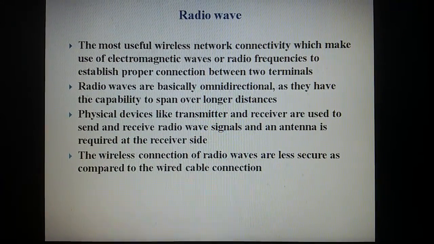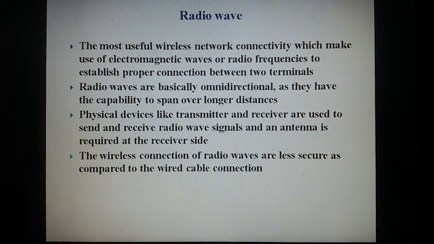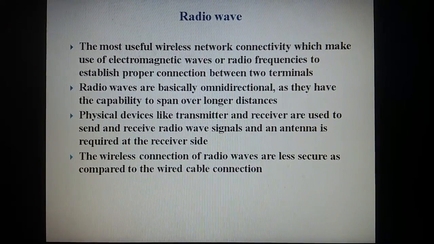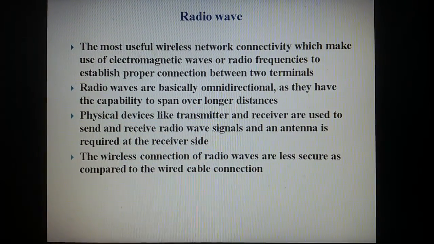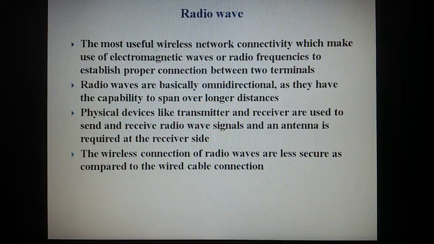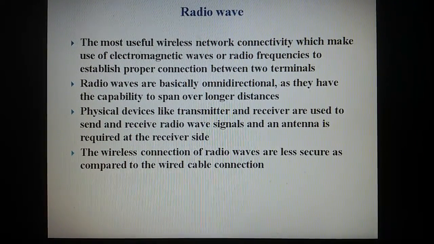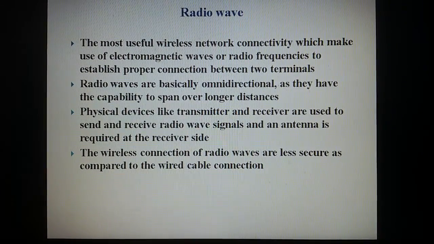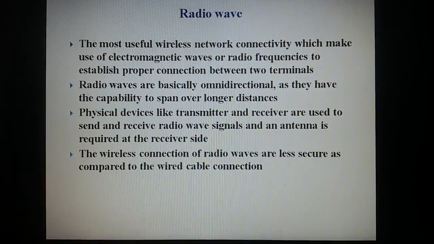Radio wave, the most useful wireless network connectivity, makes use of electromagnetic waves or radio frequencies to establish proper connection between terminals. Radio waves are basically omnidirectional, as they have the capability to span over longer distances. Physical devices like a transmitter and receiver are used to send and receive radio wave signals, and an antenna is required at the receiver side. The wireless connection of radio waves is less secured as compared to the wired cable connection.